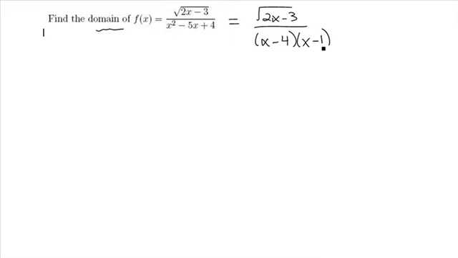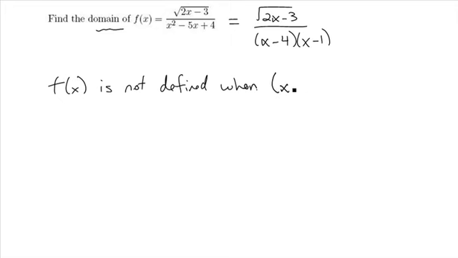Now, if we ask ourselves, when is this function not defined, well, we can say f of x is not defined whenever we're going to be dividing by 0. So not defined when the denominator, which is the product x minus 4 times x minus 1, is equal to 0. That's a nice factored quadratic equation that we can solve. x minus 4 equals 0, or x minus 1 equals 0, so x equals 4, or x equals 1.